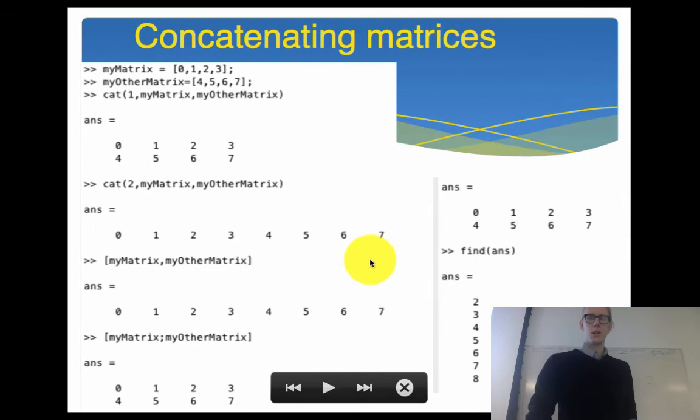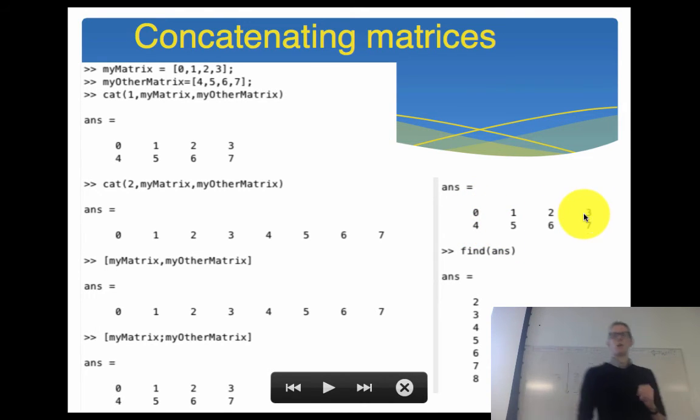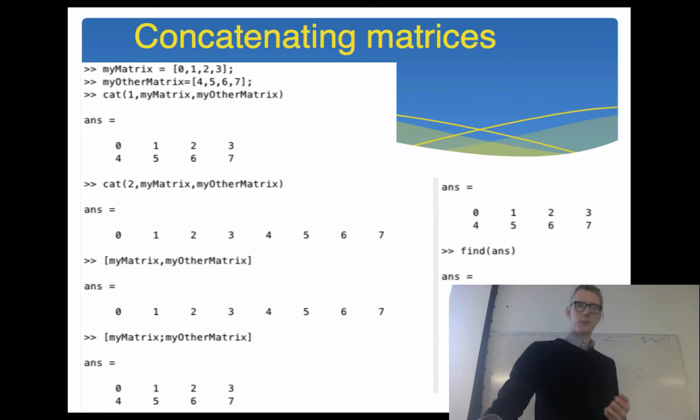Okay. So this is giving you 2, 3, 4, 5, 6, 7, 8 because the first element, the number 1, is 0. Then every other element, 2, 3, 4, 5, 6, 7, 8, are all non-zero. So find will tell you all the non-zero elements in a matrix.